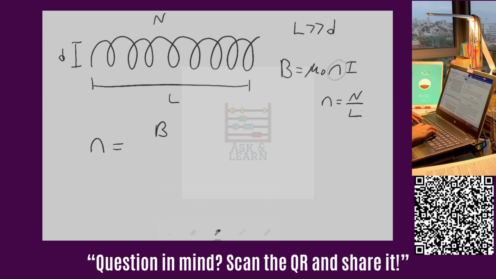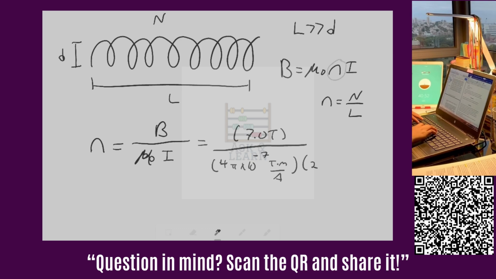So if we do that, we have the magnitude of the magnetic field inside of the solenoid, divided by mu naught, and divided again by the current going through the coil. We're given a magnetic field value of 0.7 teslas. Divide that by mu naught, which is 4 pi times 10 to the negative 7 tesla meter per amp. And then we know we have 200 amps going through that solenoid.